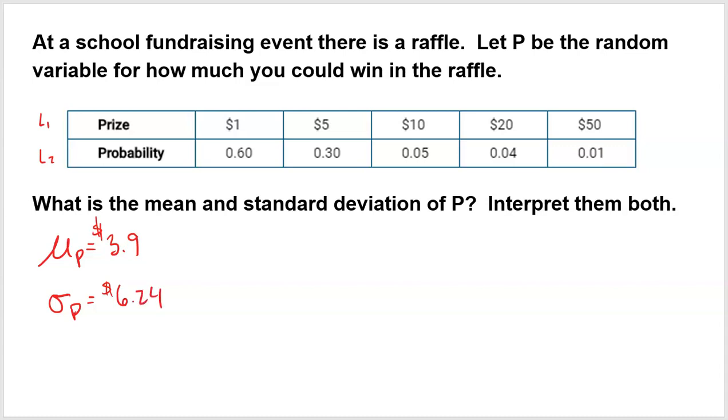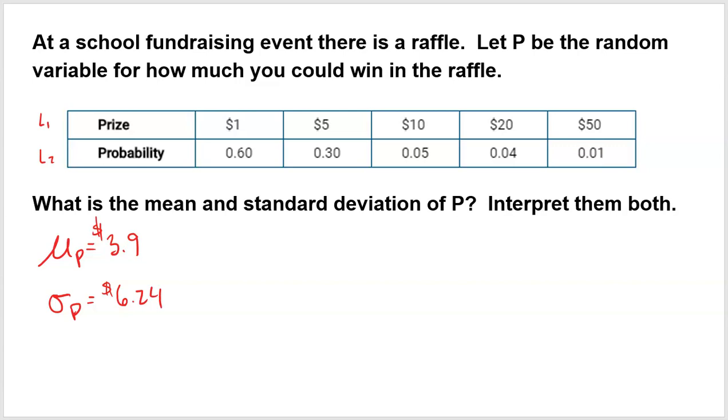So what does this mean in context? If I were to enter this raffle, not once, not 10 times, not 100 times, but many, many, many times, over the long run, I would expect to win an average of $3.90. So let's just say I played it.